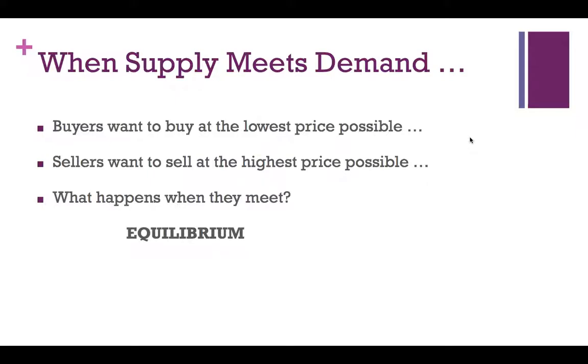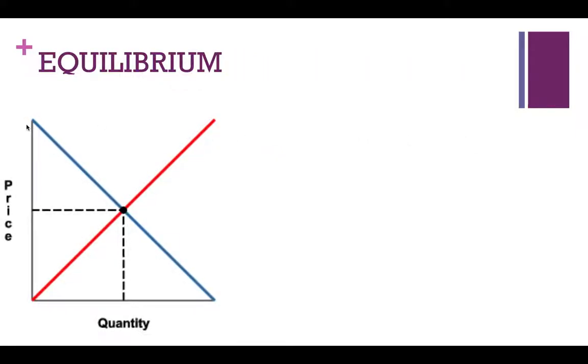So I'm going to show you what equilibrium looks like. I want you to put this graph in your notes as well. All right, so here's our demand line in blue, our supply line in red, and our equilibrium point right here where they meet. This is the equilibrium price. It's where supply and demand meet.